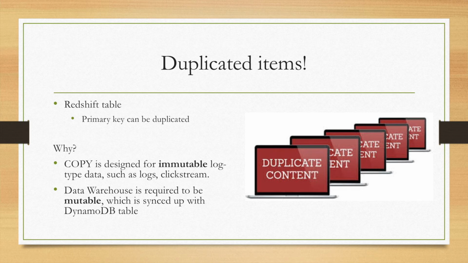For the events, there may be several inserts or updates. This means that for the same primary key in Redshift, there can be multiple copies, because in Redshift, primary keys can be duplicated. Why do such duplicate items occur? It's because the Redshift COPY is designed for immutable log-type data, such as logs and clickstream. But for our requirements, we want to sync up the data from DynamoDB to Redshift. In our environment, we want the data warehouse to be mutable, so we can sync up the data from the DynamoDB table. Such a conflict makes duplicated items.